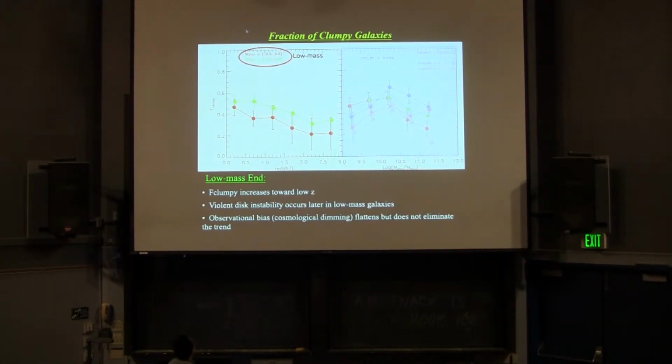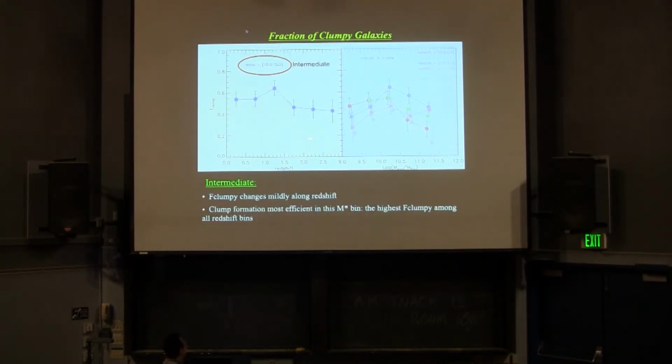First, for low mass bins, F clumpy increases towards low redshift. That has the implication that violent disk instability occurs later in the low mass systems. We may have some observational effect here. Due to the cosmological dimming, we are able to detect more faint clumps at low redshift than at high redshift. But even if we take that into account and only count clumps whose UV luminosity is more than 3% of the total luminosity of the galaxy, we still get this trend, although a little bit changed, but it will not be a flat trend. So we believe this trend is real.